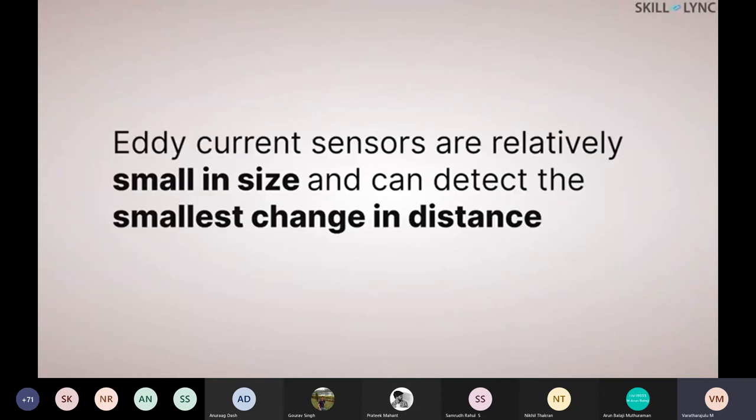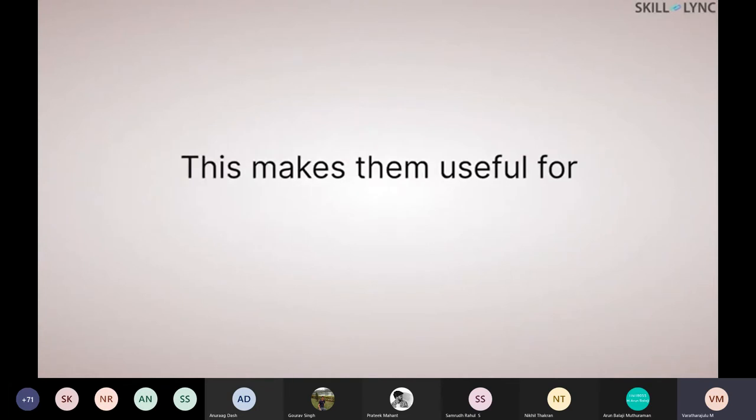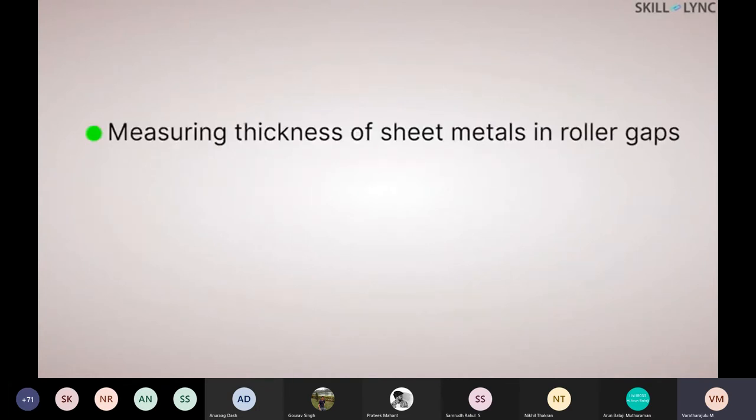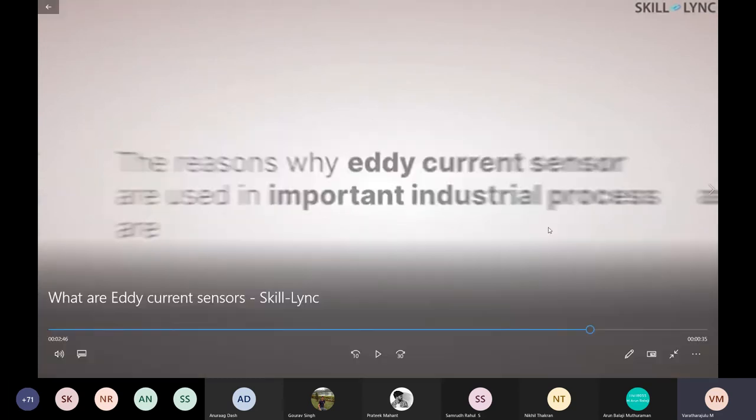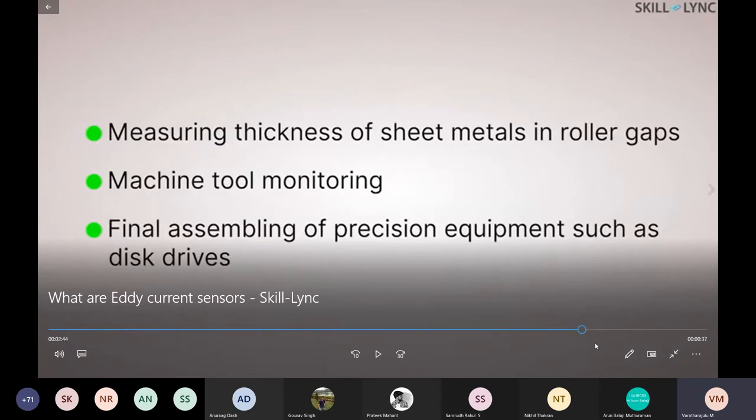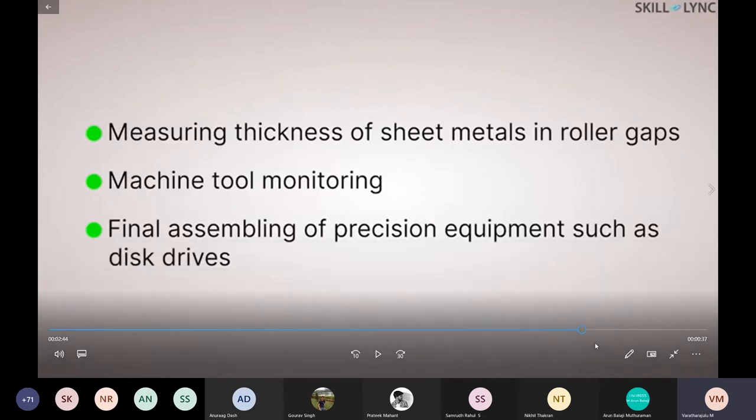Eddy current sensors are relatively small in size and can detect the smallest change in distance. This makes them useful for measuring thickness of sheet metals in roller gaps, machine tool monitoring, and final assembling of precision equipment such as disk drives. See, the origin may be electrical, but the application of these sensors would be purely mechanical.